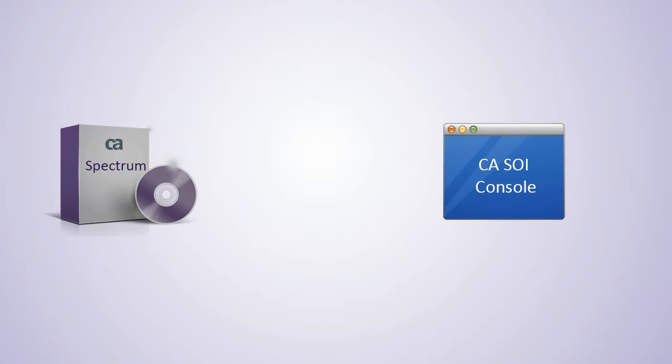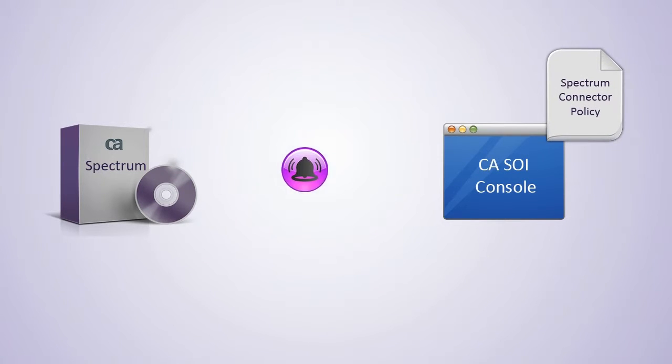In this video, you will learn how to reconfigure the CA Spectrum alarms as risk or quality alerts in SOI console using the Spectrum connector policy file.